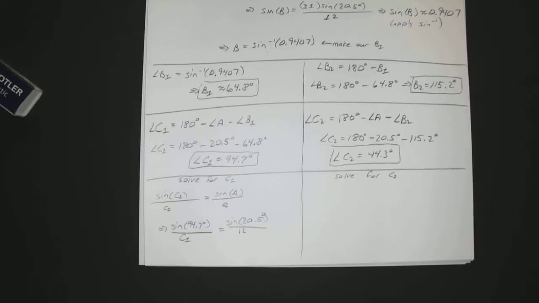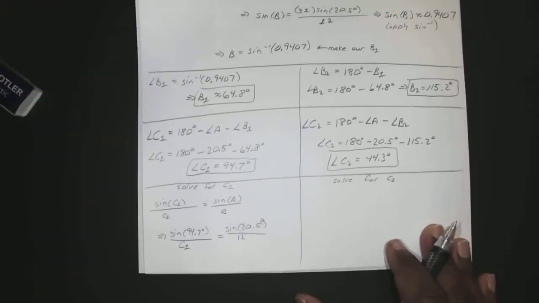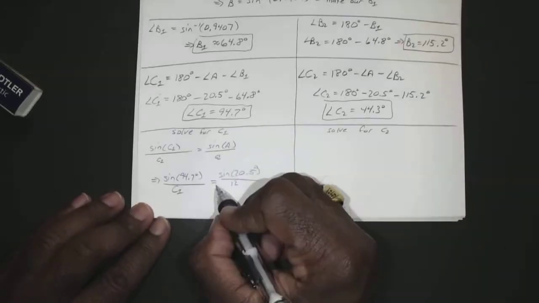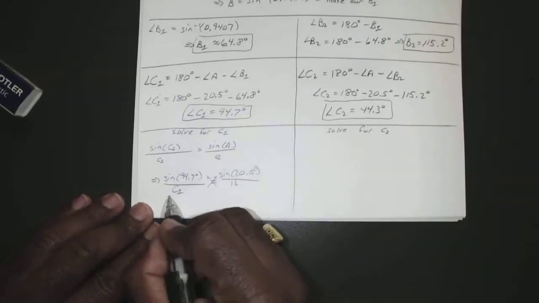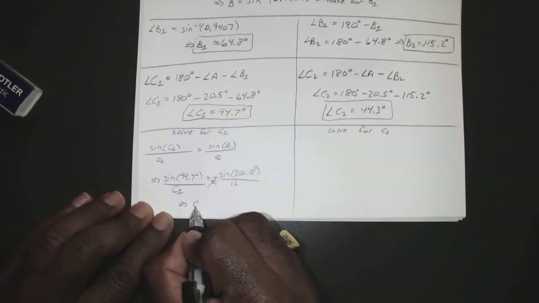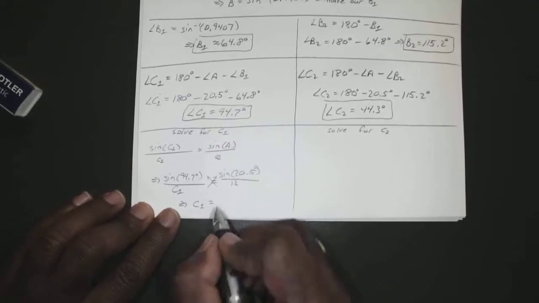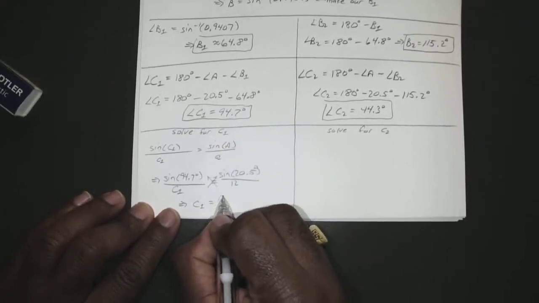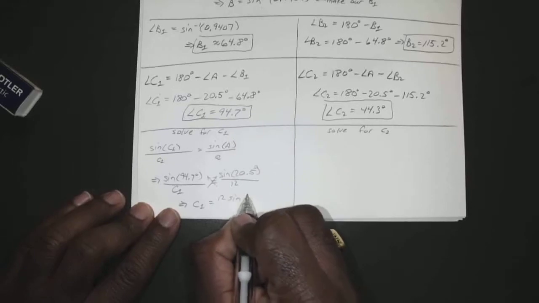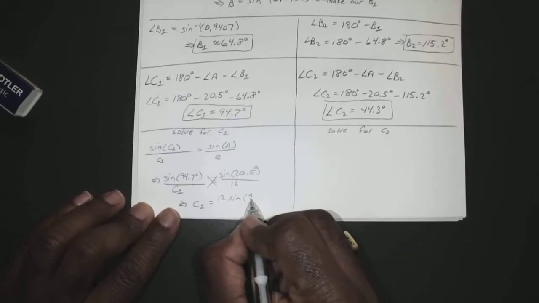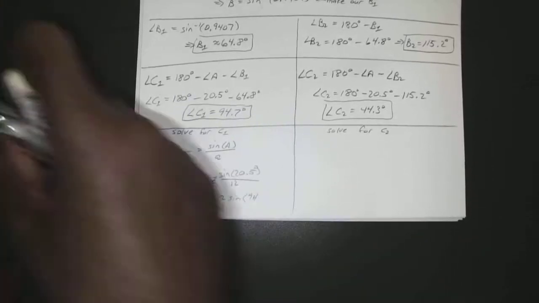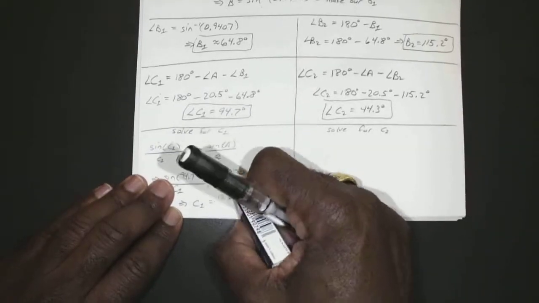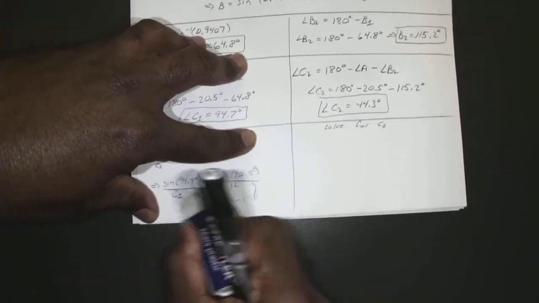Okay, so if we go ahead and cross multiply, our c1 is equal to 12 times sine of 94.7. Let me clean that up a little bit. Actually, let me slide that over. Looks like I'm running out of room.